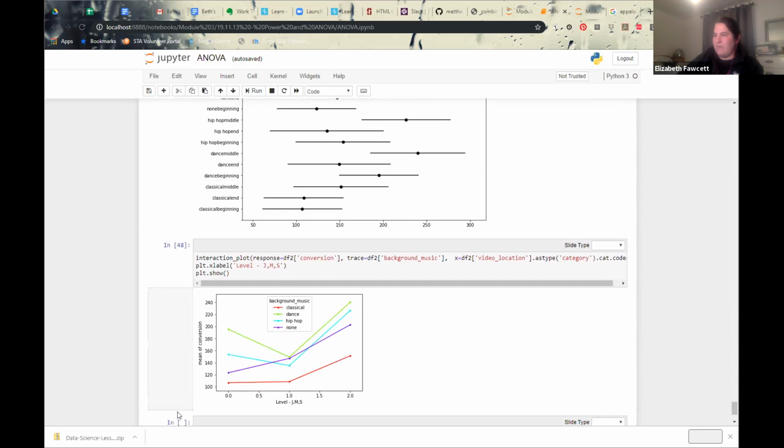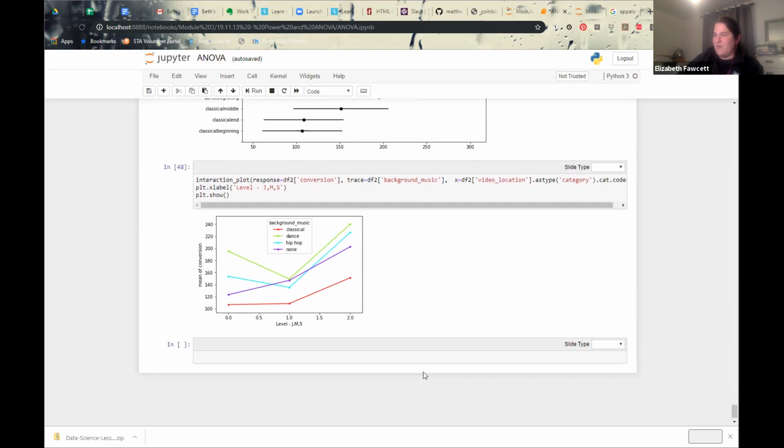So I plotted it in the super fancy graph that Matt helped us set up, and I noticed that classical music was different than all of the other ones.